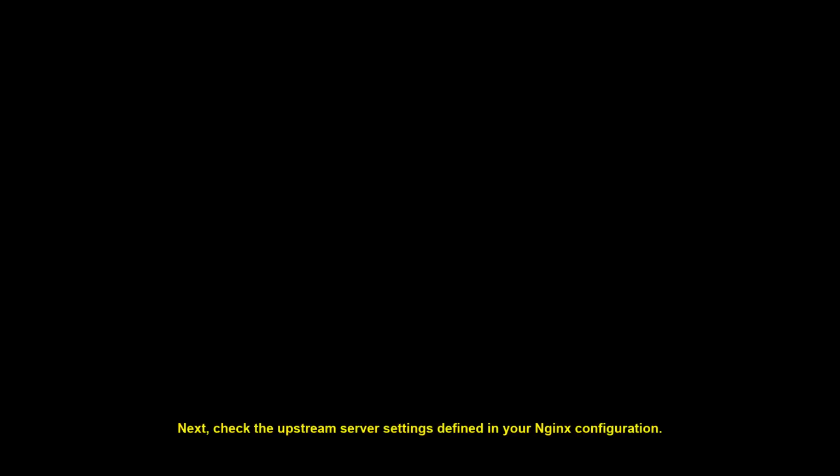Next, check the upstream server settings defined in your Nginx configuration. Locate the upstream block, which is usually found towards the top of the configuration file. Review the backend servers listed within the upstream block. Ensure they are correctly defined and reachable.